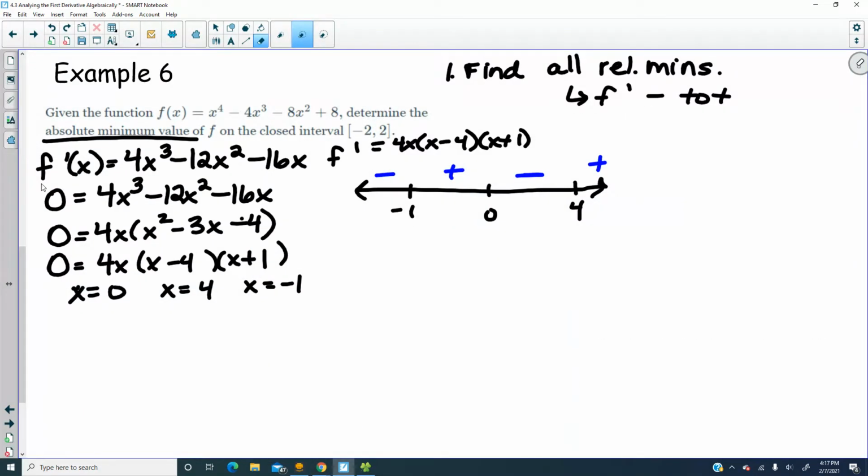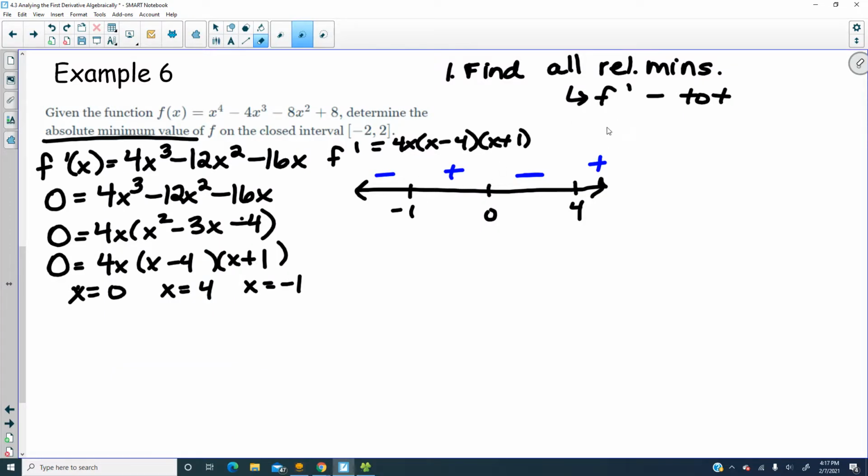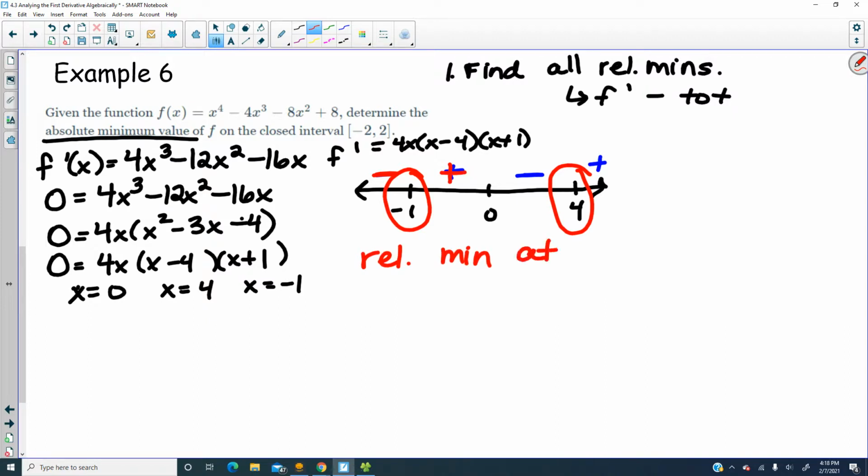Okay, so I have found my derivative, factored, found the critical numbers, set the critical numbers on a number line. And now I need to find all of the relative minimums. All right, so relative mins happen when f prime changes from negative to positive. So there'll be a relative min at x equals negative 1 and at x equals 4 because we see a change from negative to positive. So we know that there are relative mins at x equals negative 1 and x equals 4.